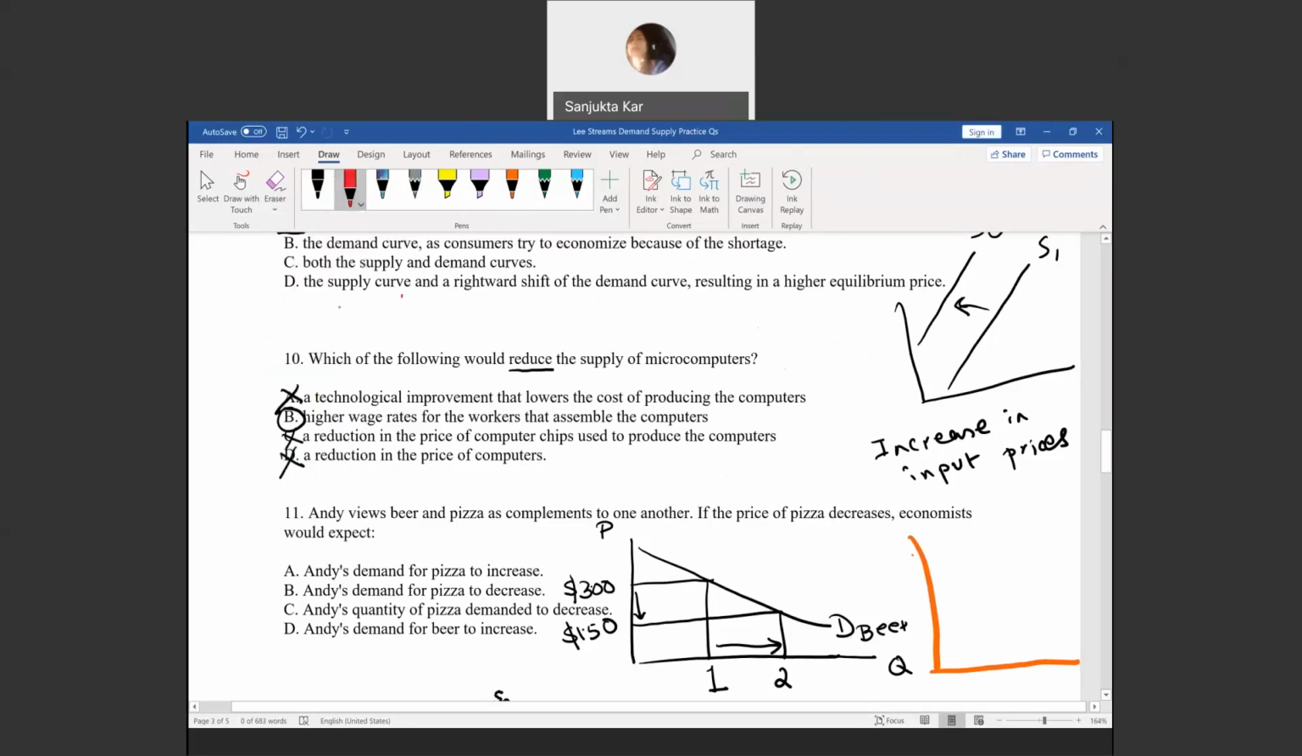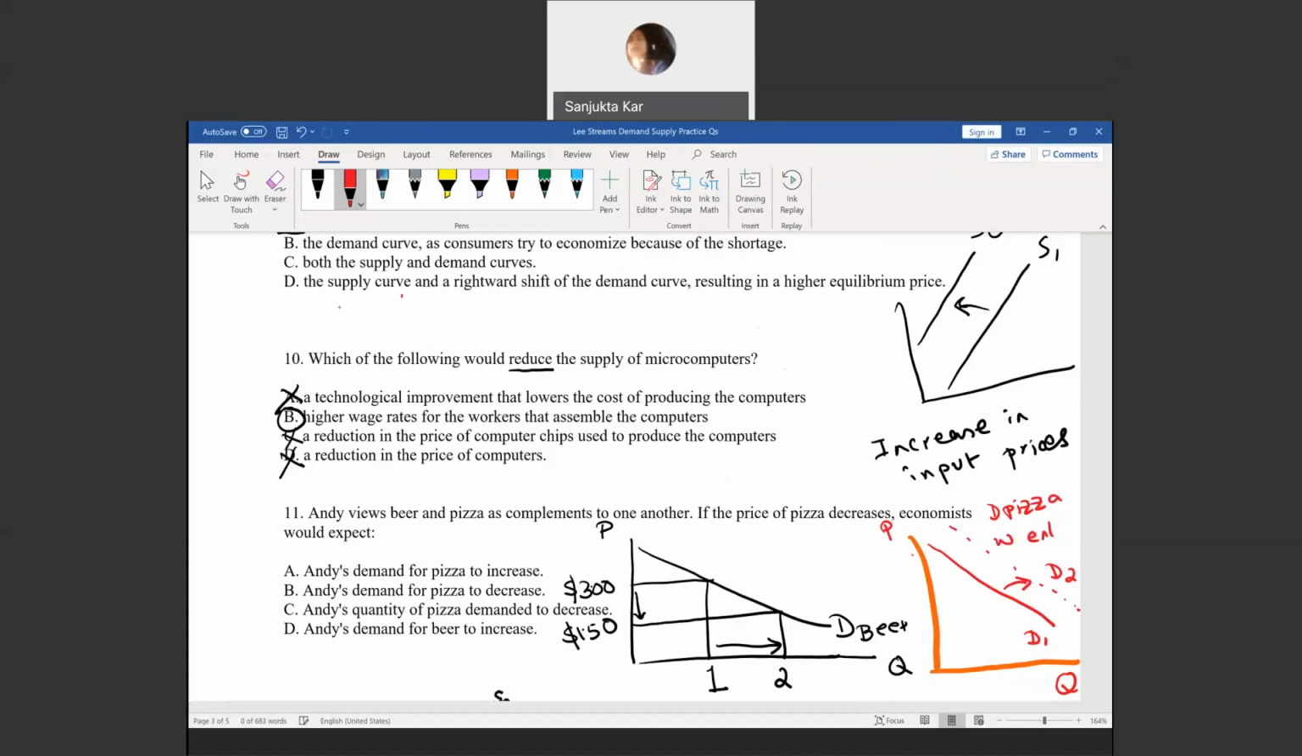Notice that nothing happened to the price of pizza. So the price of pizza is not changing. Say this one is the initial demand for pizza. Because people are going to drink more beer, they are also going to eat more pizza because beer and pizza are complements. This is going to shift the demand curve for pizza to the right. That means the demand for pizza went up.